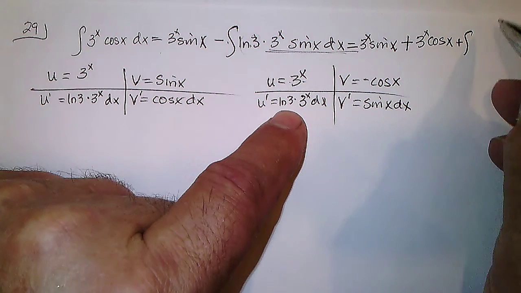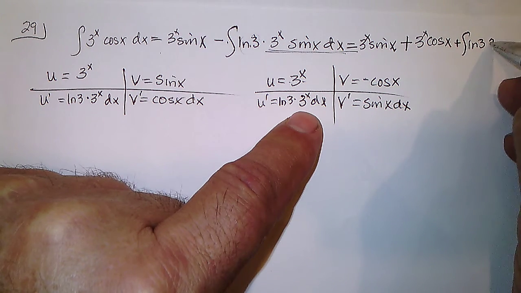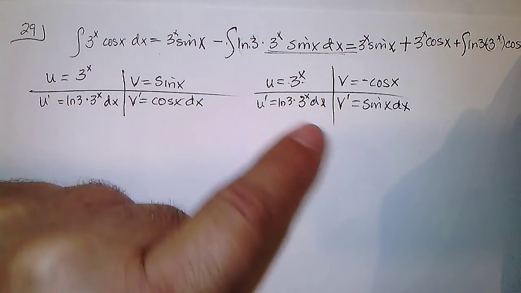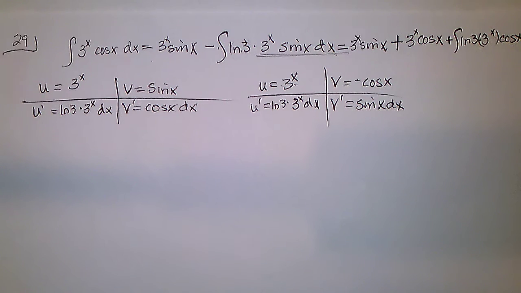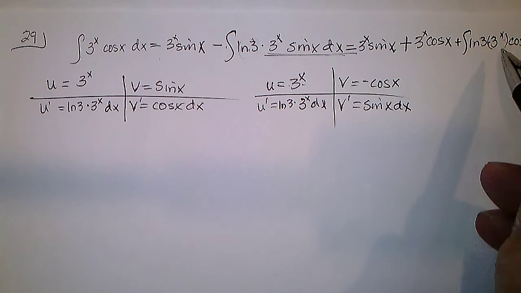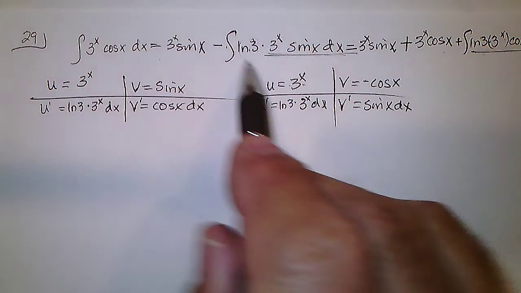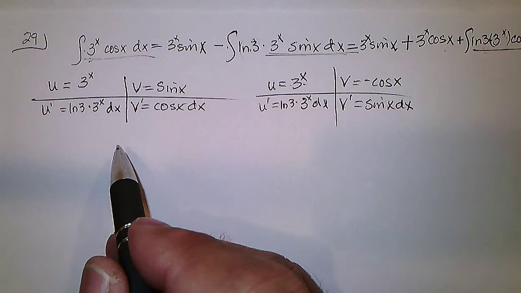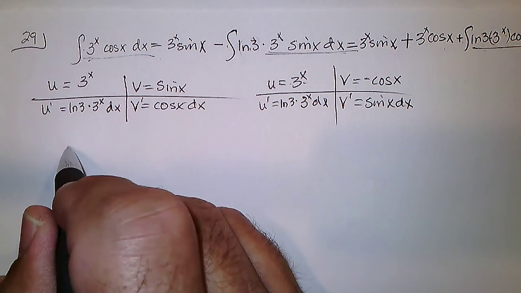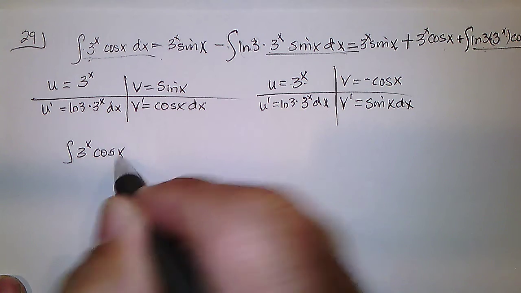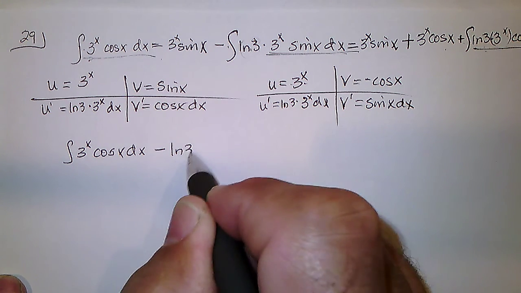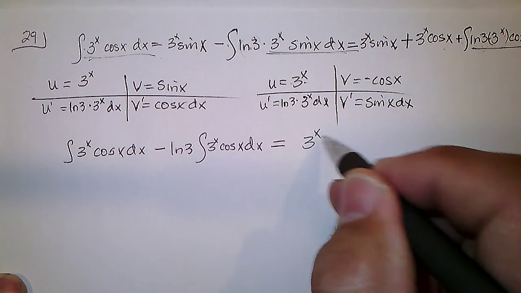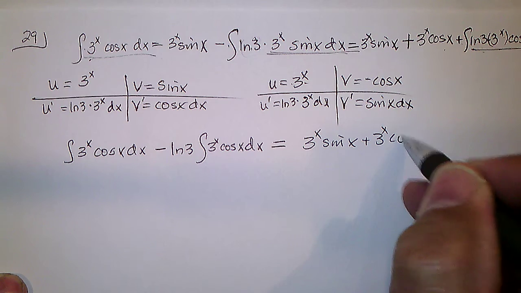The integral of ln 3 to the x cosine x dx. All right. And this looks almost like what we started with. There's an ln 3 here that we didn't have before. So writing this down here, I'm going to subtract this quantity from both sides. So I'm going to have integral of 3 to the x cosine x dx minus ln 3 integral of 3 to the x cosine x dx is equal to 3 to the x sine x plus 3 to the x cosine x.